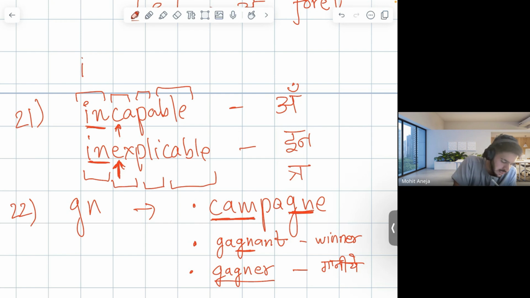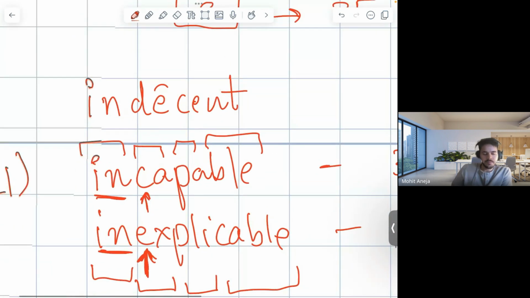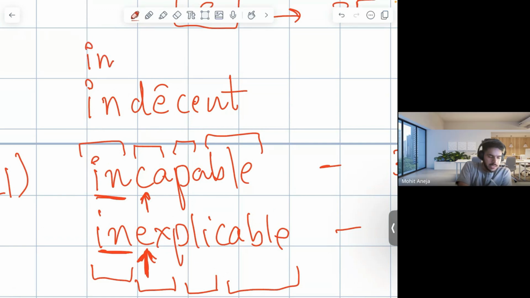Very nice. Now, can someone tell me, this rule is also applicable to another word. How will I say this word? Will I say an or will I say in? En des sons, yes. How will I say this word?